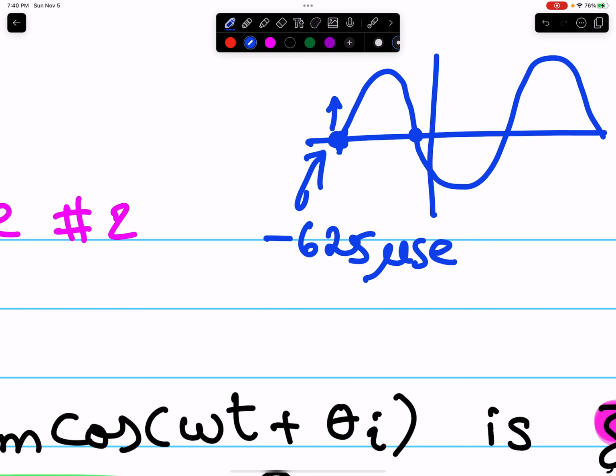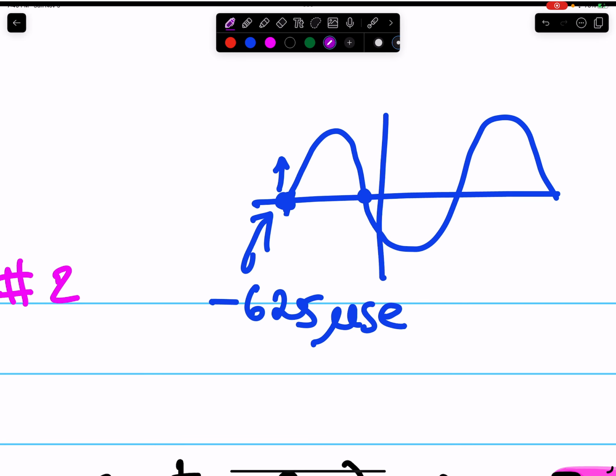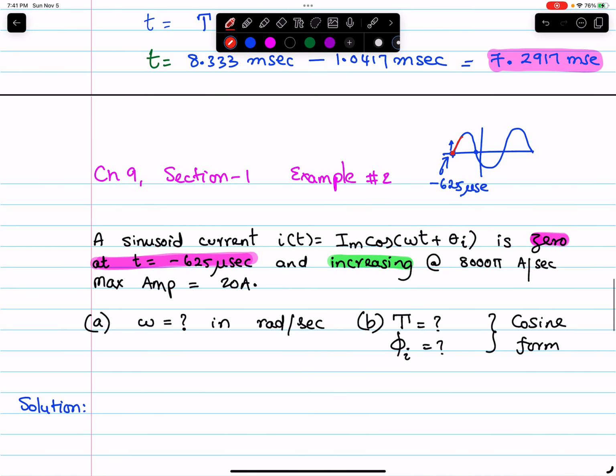So the 0 can be in one of two situations. Think about it. When the value of the sinusoid is 0, it could be crossing in a downward direction or it could be crossing in an upward direction. But the problem specifies that this is crossing in an upward direction. It is increasing. That is what it means.